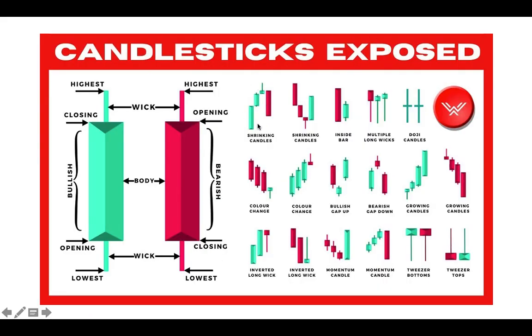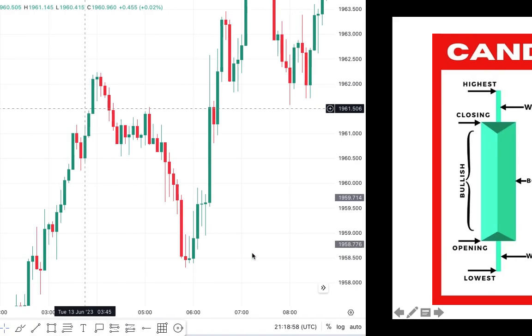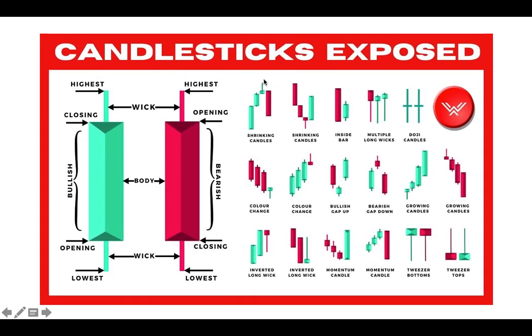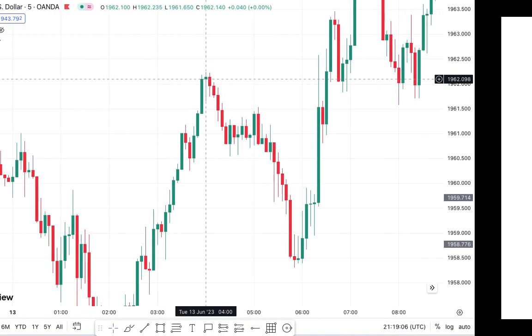Like this is a shrinking candle, right? We have the shrinking candles, inside bar, doji candles, this and that. This is an inverted long wick, something similar to this. This is just a few. I can give you a lot so that you can study and use them to trade the market.